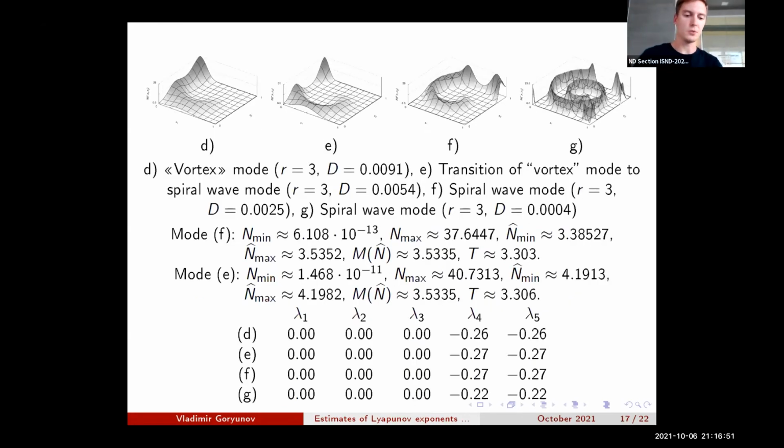This slide shows what happens with the vortex mode when we decrease the diffusion coefficient. The vortex mode turns into a classical spiral wave. As we see, they also have the average over space and time far from zero. These modes have multiple frequencies, which affects the spectrum. But in the case of modes F and E, the impact on spatial distribution is not observable on the grid 100 by 100. The animation shows the mode F.